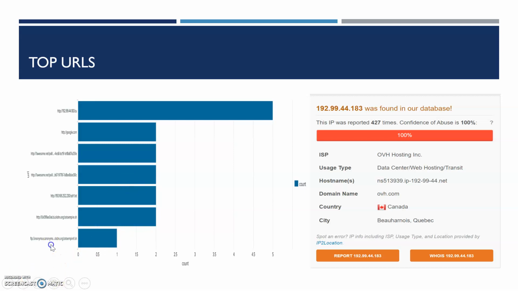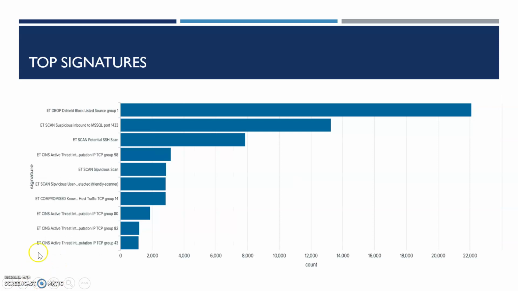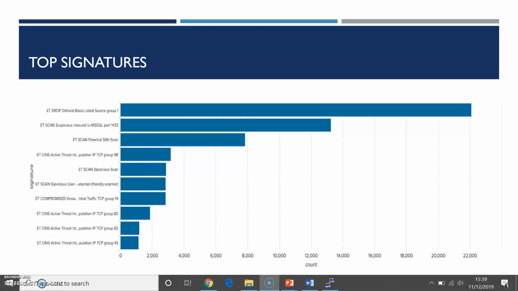So moving on to the top 10 signatures. As we can see in this graph, we have a top signature of ET DROP Dshield, which alerted over 22,000 times. What this does is trigger an alarm for inbound traffic whenever it matches an IP from a Dshield block list. Dshield collects data about malicious activities from the internet. So whenever there was a match, it alerted us.